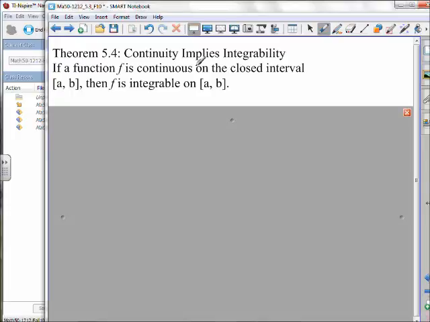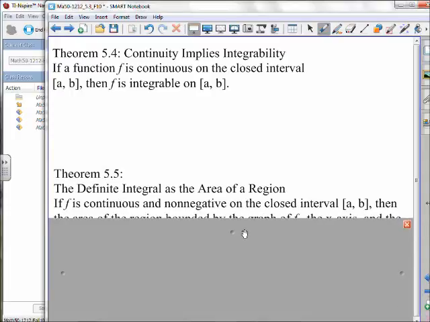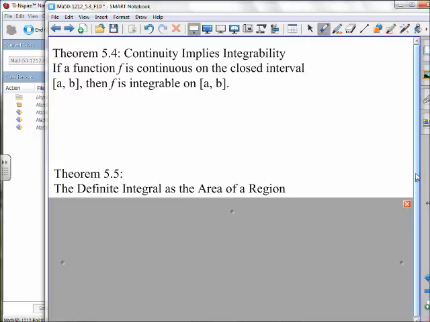on the closed interval. Okay, not a big surprise for us there. Let's go down and look at this one, though. The definite integral as the area of a region.